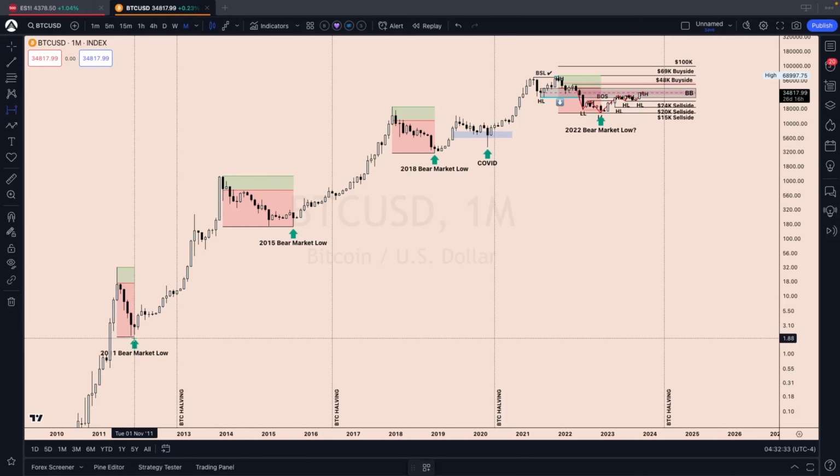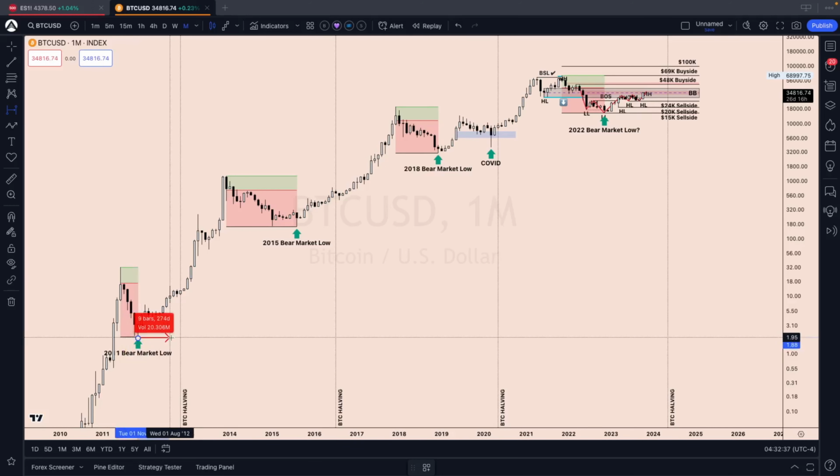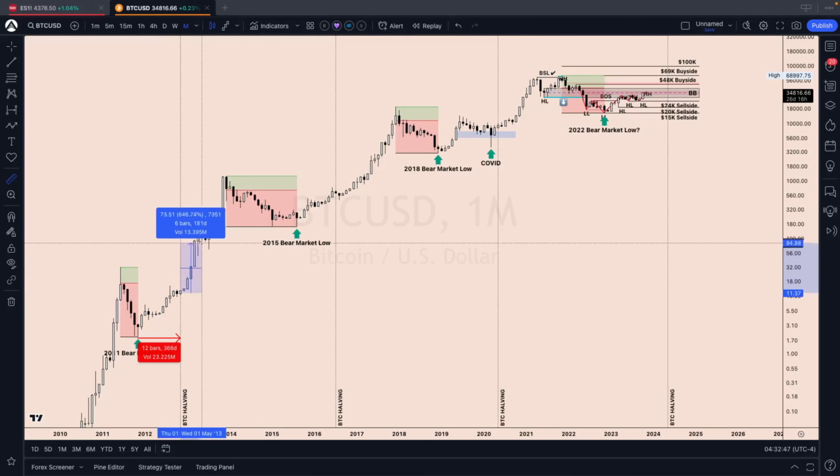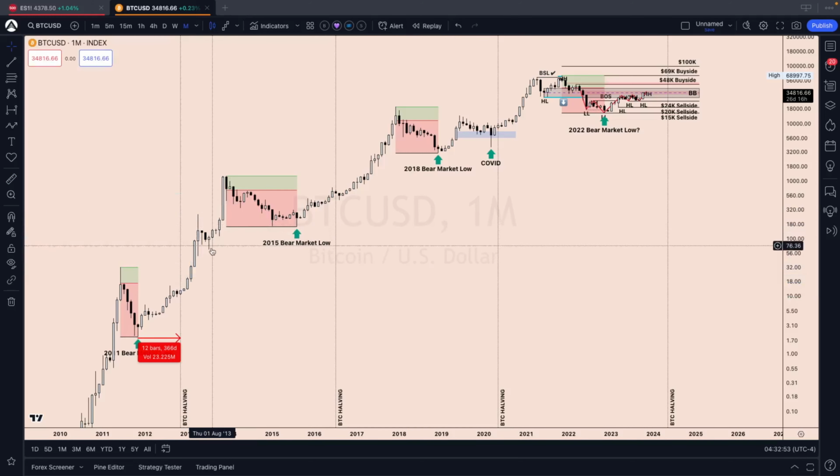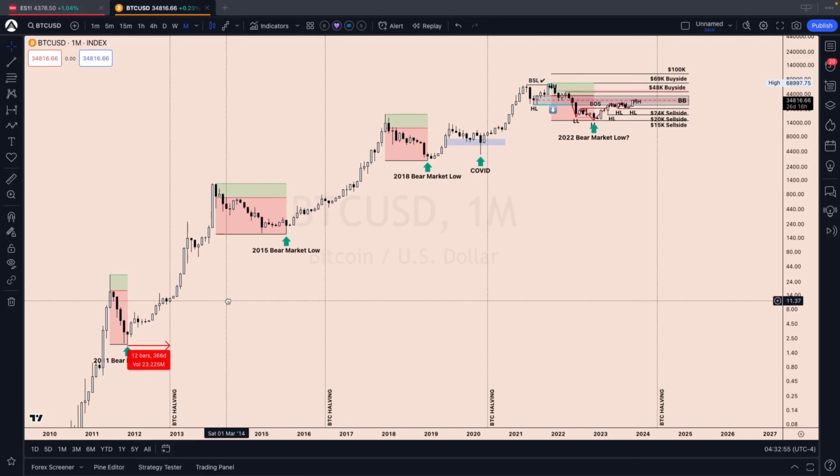Right here, it's the 1st of November. That's where the 2011 bear market low came in. And to the halving, that was around 12 bars, so 12 months, 1 year from the bear market low to the next Bitcoin halving. And what did we see afterwards? A nice movement to the upside of roughly 2,500% before we pulled back and continued once more to the upside.